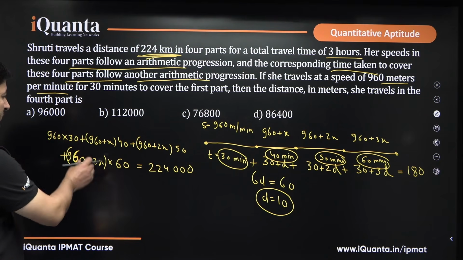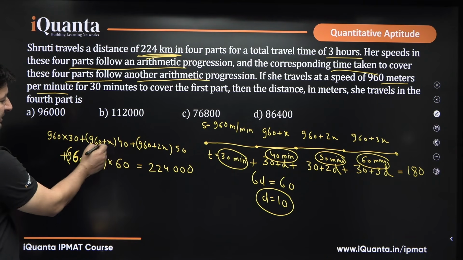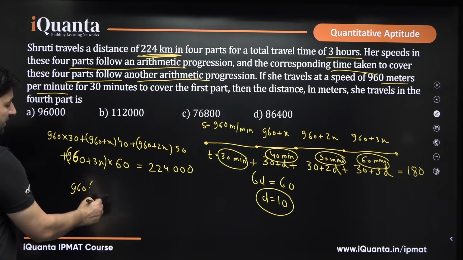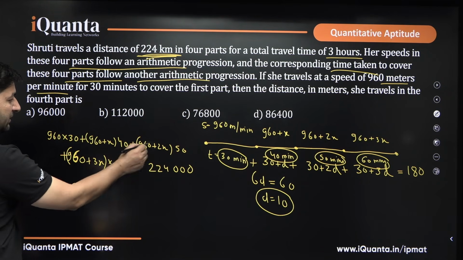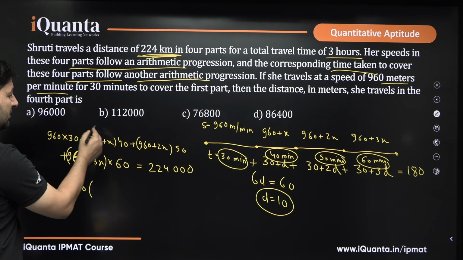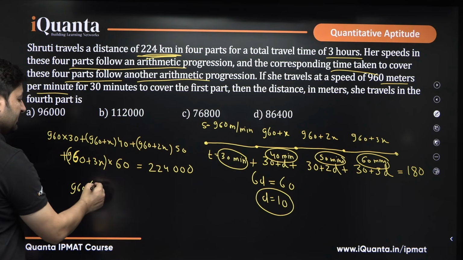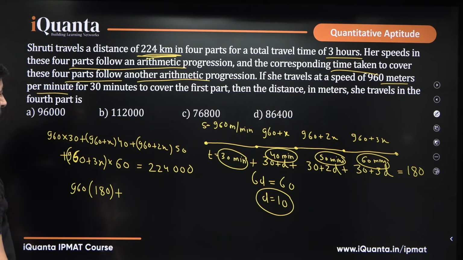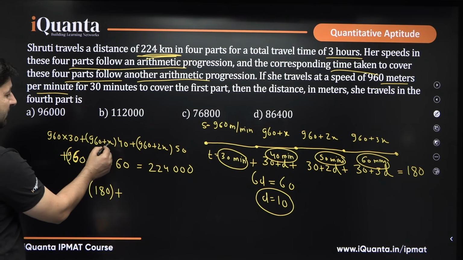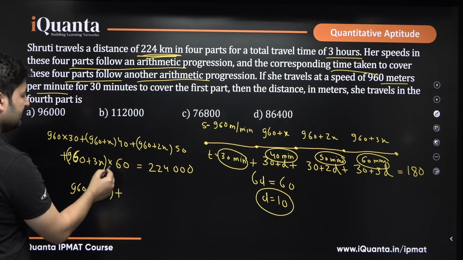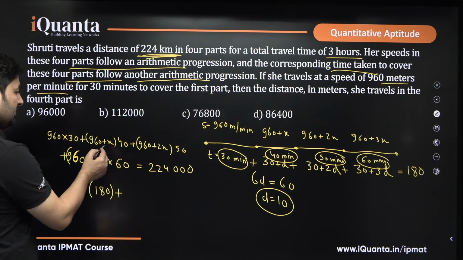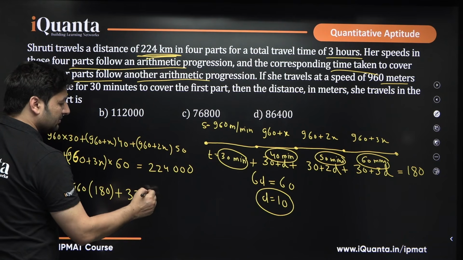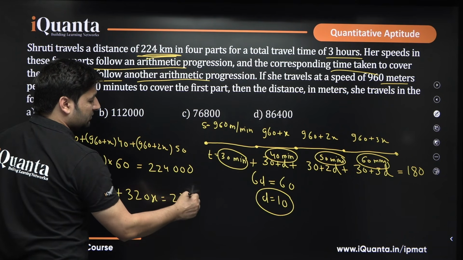Now, what do you have to do here? We see that 960 into 30, 960 into 40, 960 into 50, 960 into 60 is here. So can we take 960 common? If we take 960 common, we get 30 plus 40 plus 50 plus 60. That gives us 30, 40 is 70, 70, 50 is 120, 120, 60 is 180. So 960 into 180 will be there. Plus, what else do we have? We have 40x, 100x and 180x. So 40x plus 100, 140, 140 plus 180 is 320x. That will be equal to 224,000, isn't it?